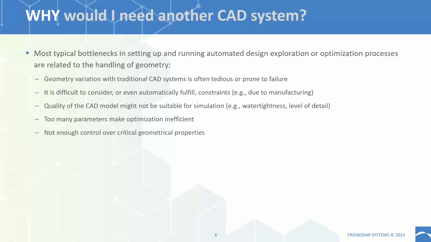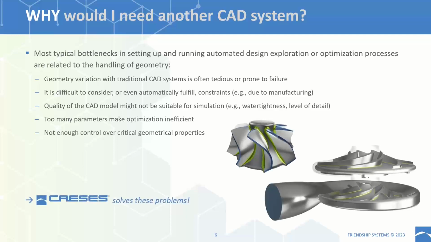Or maybe, on the other hand, the problem that we want to control very specific geometrical properties that are critical for performance, and we don't have that control in the way that we want. And these are basically a bunch of reasons that we are addressing with our tool, CAESES. So CAESES is not a general purpose CAD system, but a highly specialized CAD system with a focus on geometry variation for geometry optimization, basically.